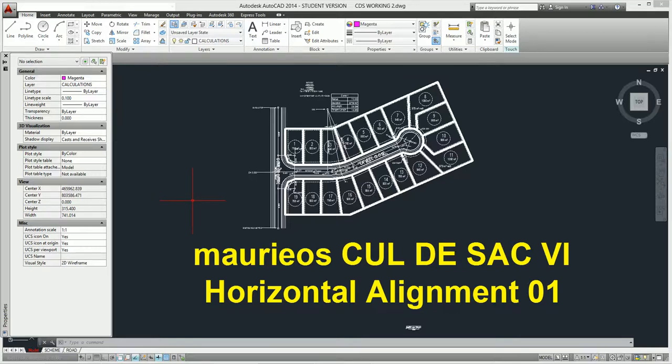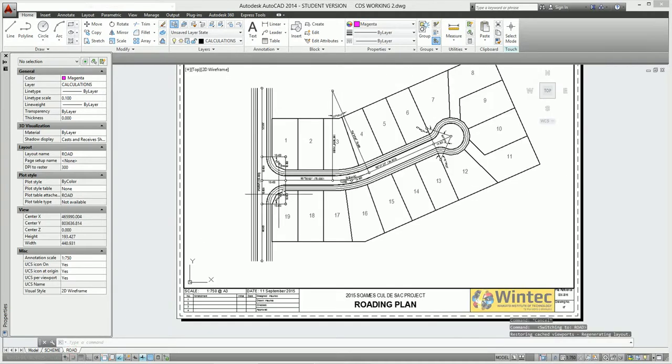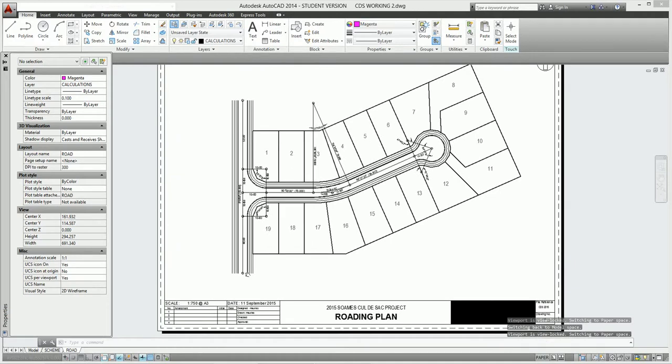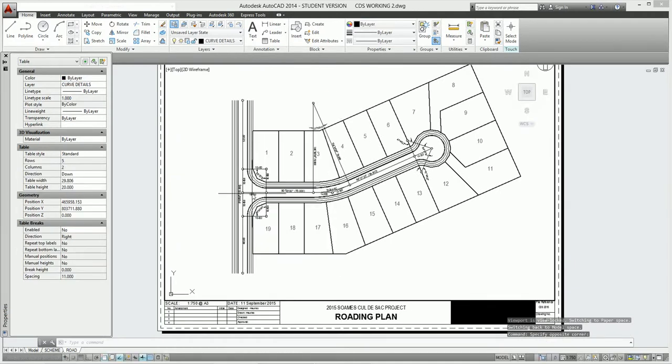In this video, the sixth in my cul-de-sac series, we're going to be looking at horizontal alignment. So this here is a roading plan. I've done a little bit of work on the roading plan. I've put it into a template and I've started to detail some of the information we know.